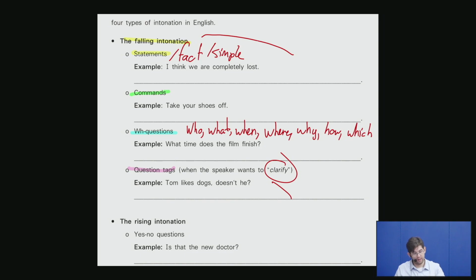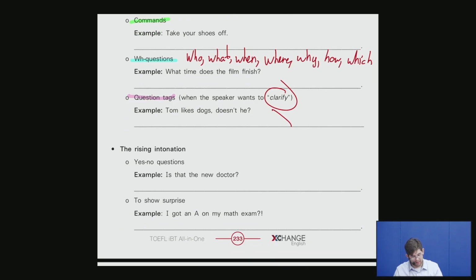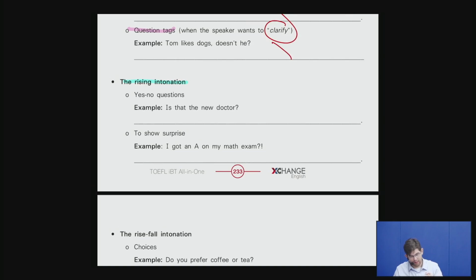All right? Our next tone is what we call the rising intonation, the rising tone. And this comes in a few situations. The first one is in very simple yes-no questions. Yes-no questions are almost always in a rising tone. Is that the new doctor? Is that a new teacher?